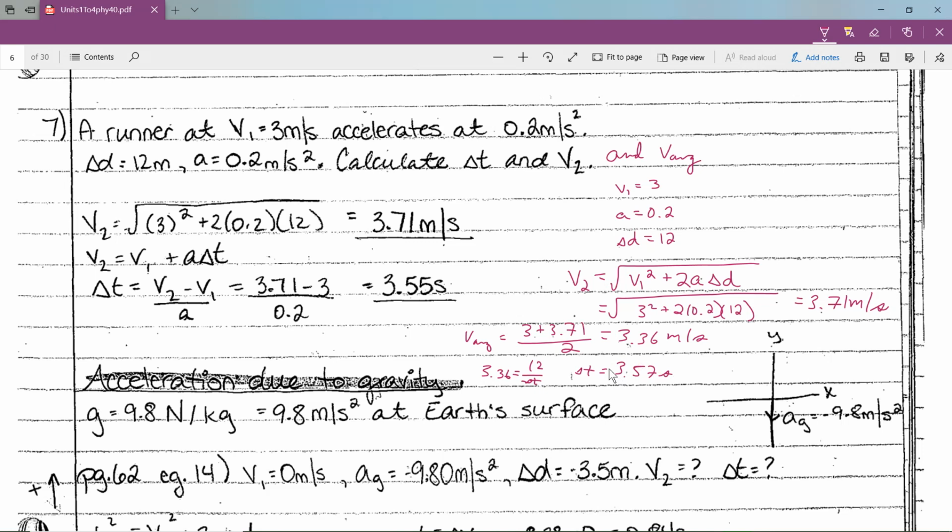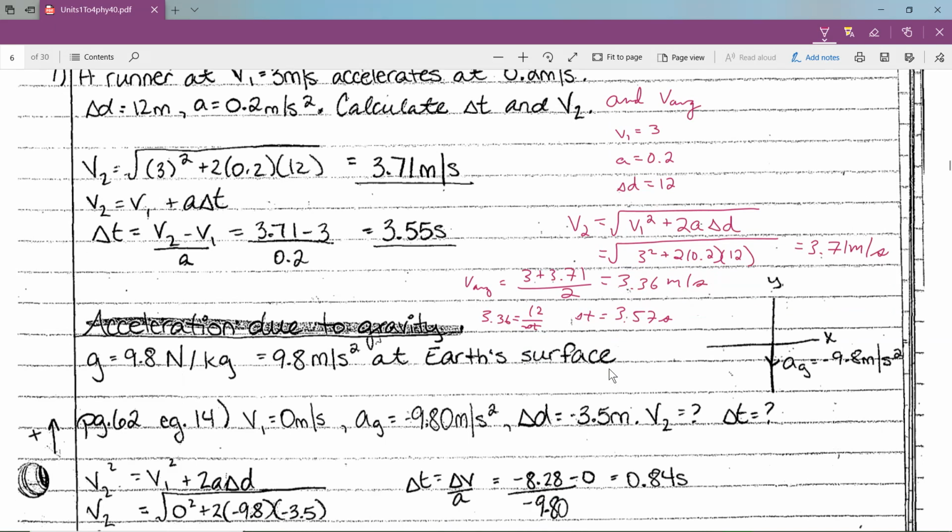Okay, so we're talking about acceleration in question 7 of just a runner. The runner increases speed and has good technique. Maybe had an energy bar before the big race.